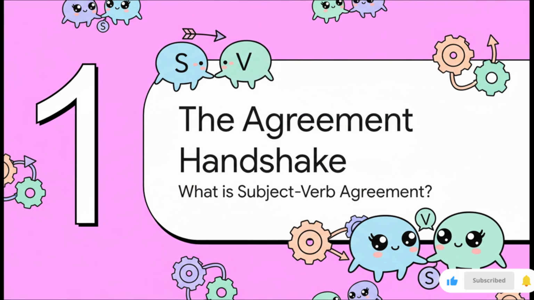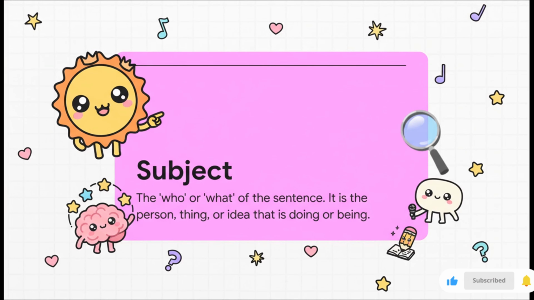So what is this whole agreement thing really? Well, you can think of it as a partnership. It's this simple core idea that the main players in your sentence have to be on the same team. Let's introduce them. First up, you've got the subject. This is the star of your sentence, right? It's the who or the what that the whole thing is about. It's the person, the place, the thing, the idea. It's basically the main character.